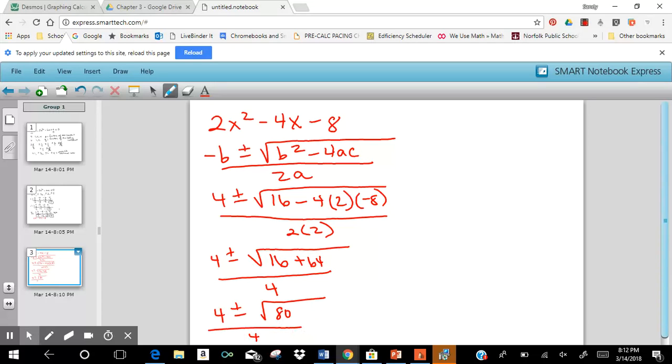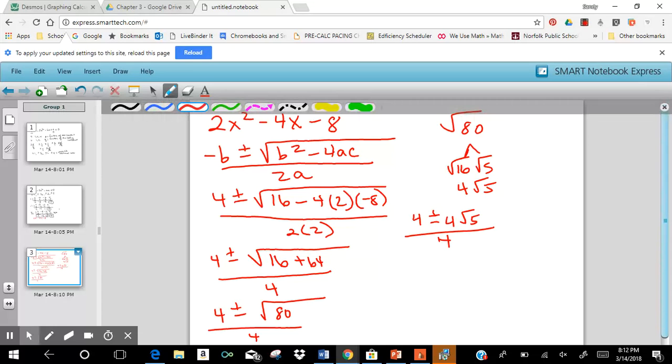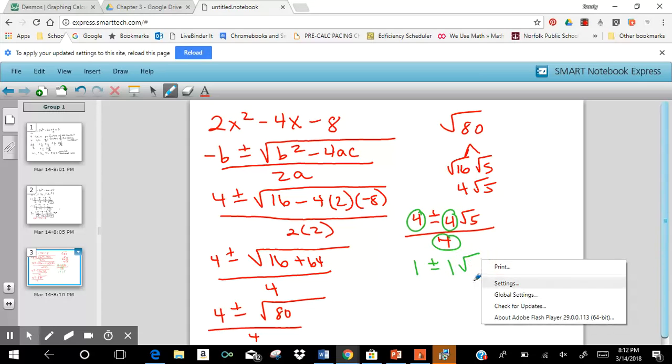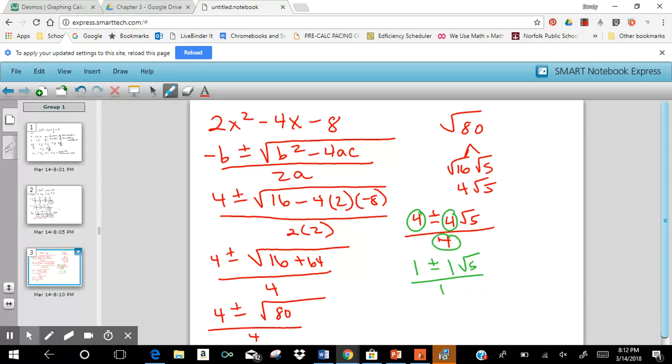All over 4. Now, what I need to do is I need to simplify that square root of 80. So square root of 80 simplifies to square root of 16 and square root of 5, which is 4 radical 5. So my quadratic formula becomes 4 plus or minus 4 square root of 5 all over 4. Then because this number and this number all divide by 4, this will reduce to 1 plus or minus 1 square root of 5 all over 1.